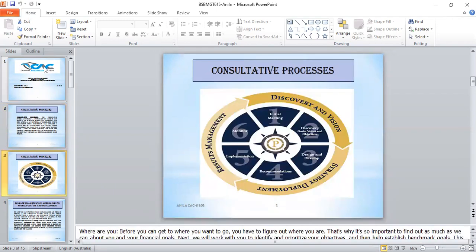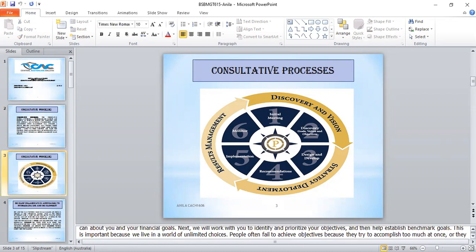The very next slide is a pictorial definition of consultative processes, wherein it's divided into three stages: discovery and vision, strategy development, and results management. In discovery and vision, we have to first see where we are before we can get to where we want to go. That's why it's important to find out as much as we can about our financial goals. Next, we'll work to identify and prioritize our objectives and then help benchmark goals.